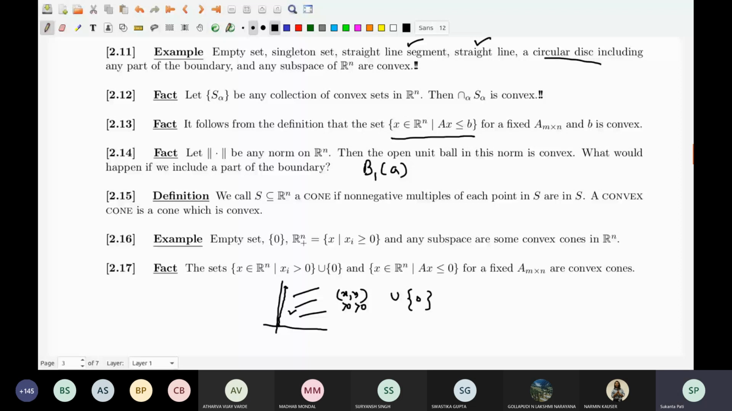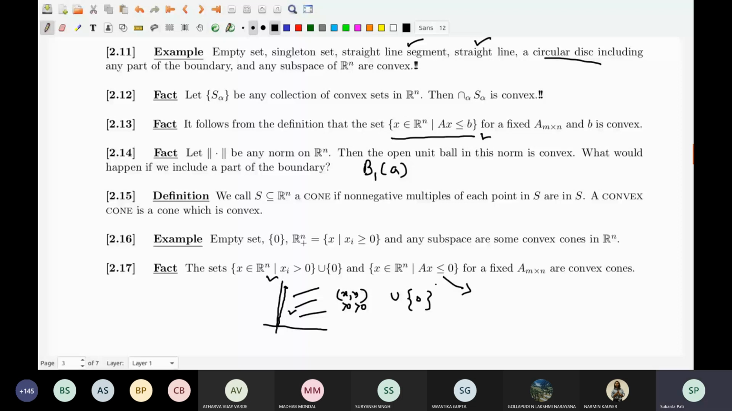And this set of all x in R^n such that x is less than or equal to 0, that's fine. That is also a convex cone. See, you saw this one is convex. So in particular, if I take b equal to 0, that is a convex cone, because if x satisfies this, 2x will also satisfy this, 5x will also satisfy this. So it will be a cone. So it will be a convex cone.